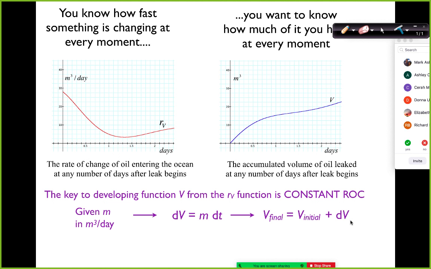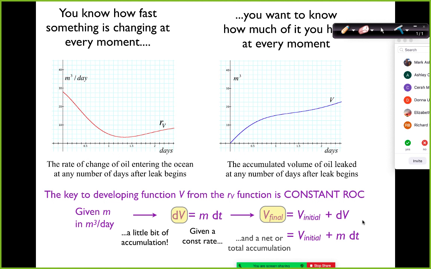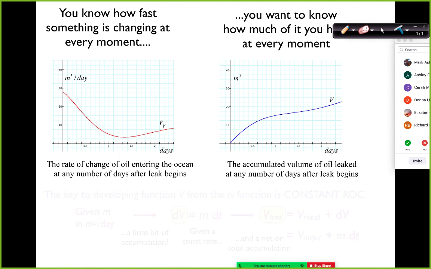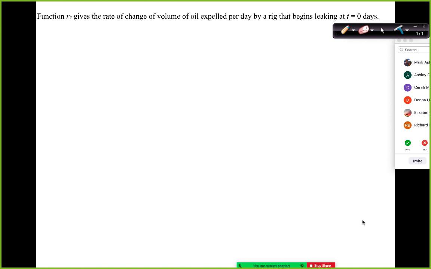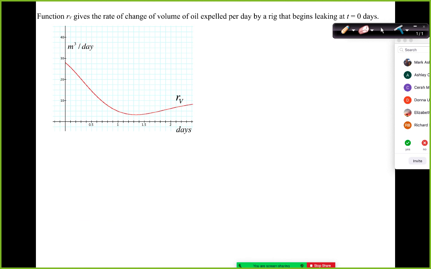So this is kind of a summary, right? And we get that change in volume by m dt. So given a constant rate, there's a little bit of accumulation, or how much we have. So that's what we've been saying all along. That's what we just finished doing, but that's just kind of a good summary. So now we want to talk about the more efficient way of doing this. So here's what we're going to do.